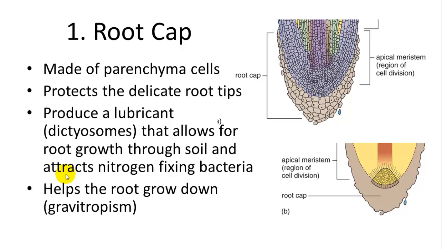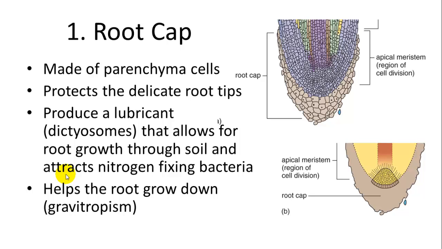So one of the ways they do that is they produce a lubricant, which is produced by the organelles, the dictyosomes, that have lots of production of this lubricant. It allows growth through the soil, and then it also attracts bacteria, which are important for the function of the roots, including nitrogen-fixing bacteria.